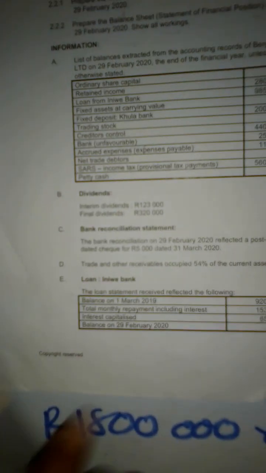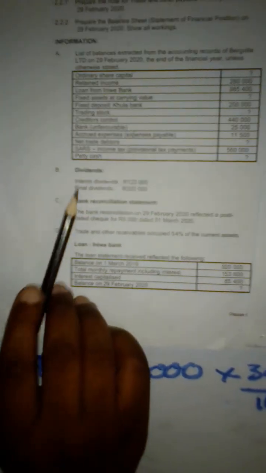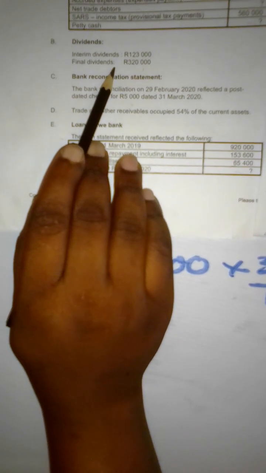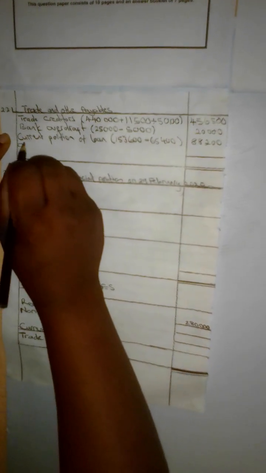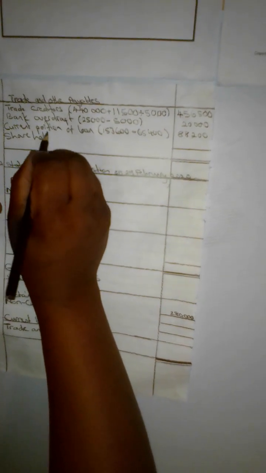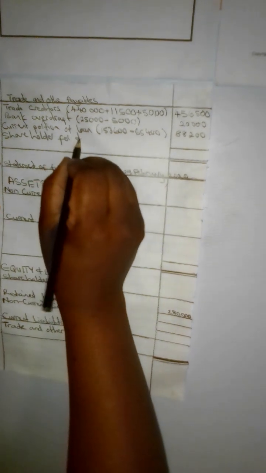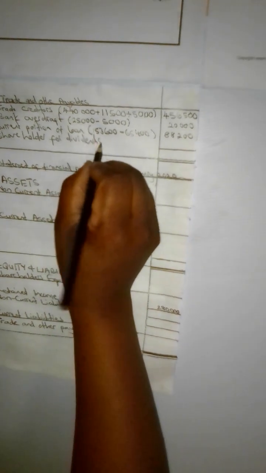Okay, let's check our dividends. We've got a final dividend of 320,000. That is also another amount that will make up our trade and other payables. So we are going to write it also. We are going to indicate shareholders for dividends, 320,000. Okay, so these are all the amounts that make up our trade and other payables.